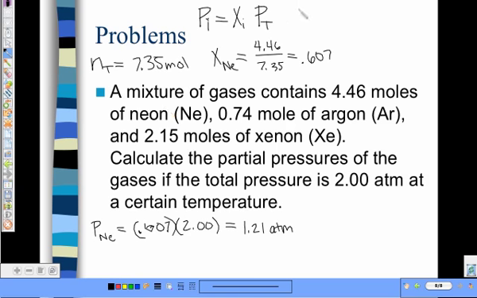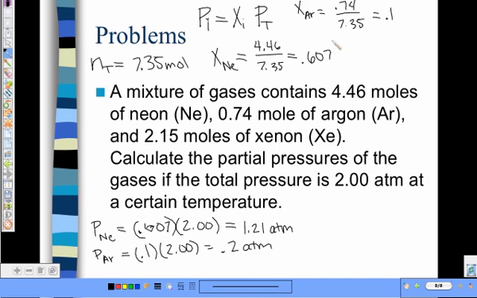Okay, what's the next one? Argon? X Ar would be 0.74 divided by 7.35. 0.1? Okay. So if I want to know the partial pressure of argon, that would be 0.1 times 2.0, which gives us 0.2 atm. Not too difficult, is it?